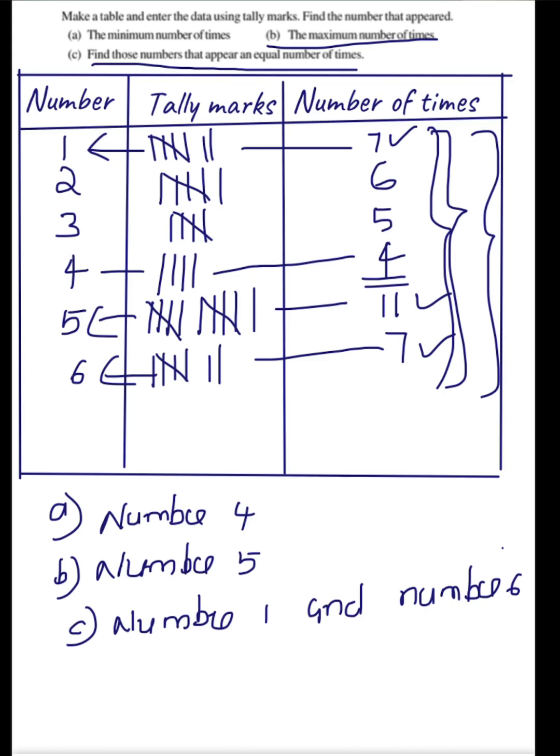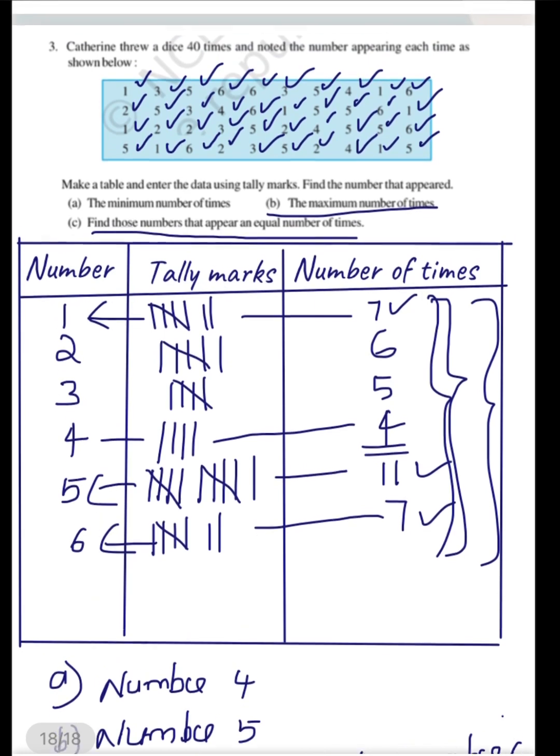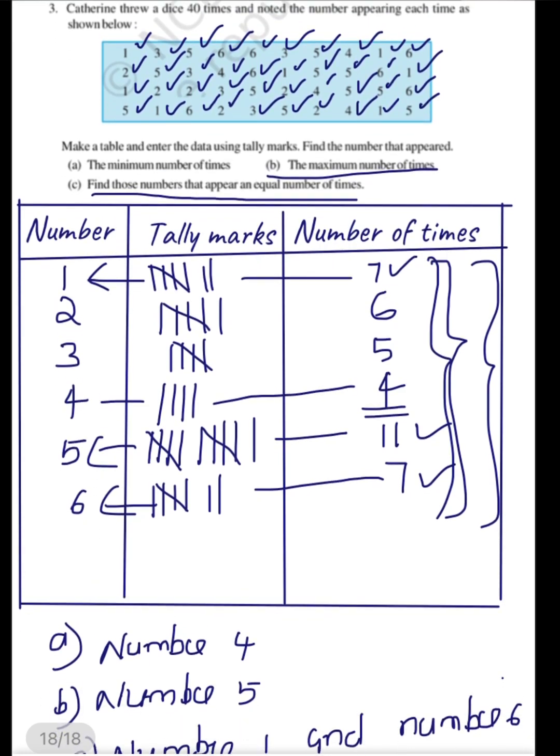Understand? So this is the answer for the third question. First you have to make a table and from the table you have to answer A, B and C. So that's all. Now let's discuss the fourth question.